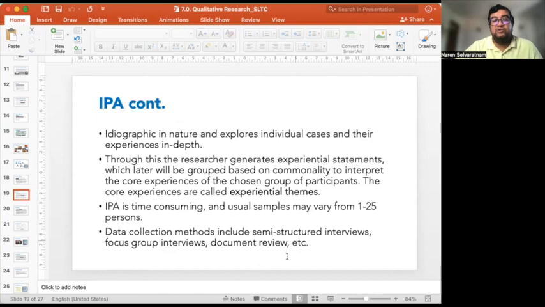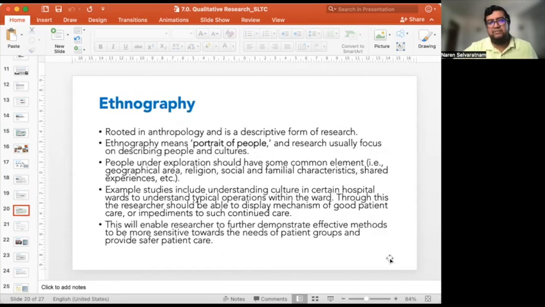And then you can go through a document reviewing process. You can read existing documents like newspapers, website articles, newsletters, other forms of diaries and stuff like that available about whatever you are exploring. You can go through them as well to have a better understanding.